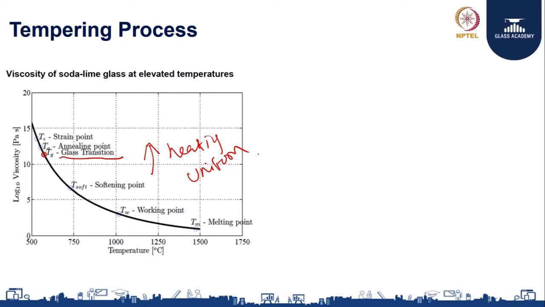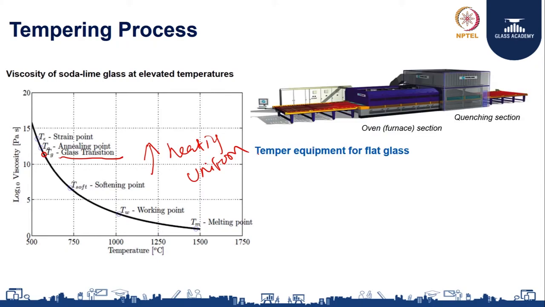distribution. The quality of tempering depends on the uniformity of the heating and how uniformly we are able to cool it in the tempering process, which is more critical for its quality, both optical and tempering quality. So, this is a typical tempering machine.